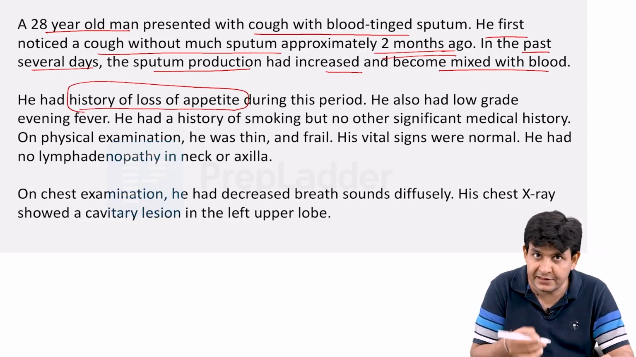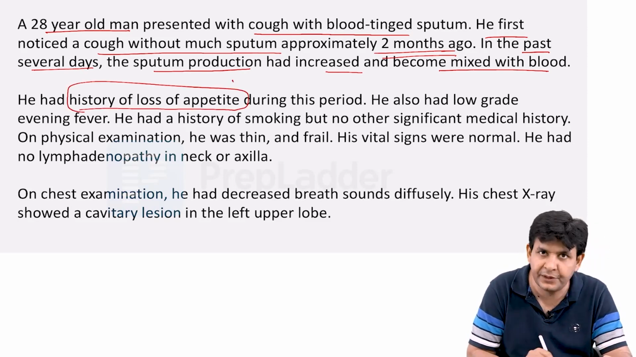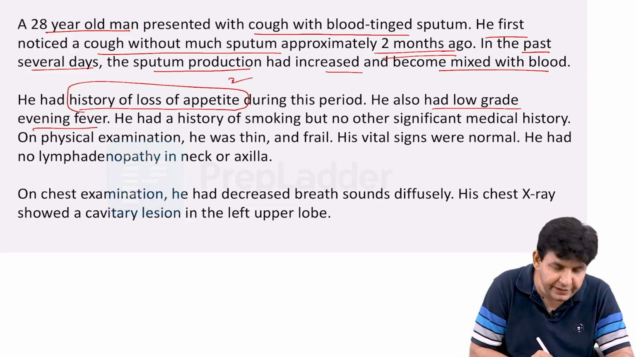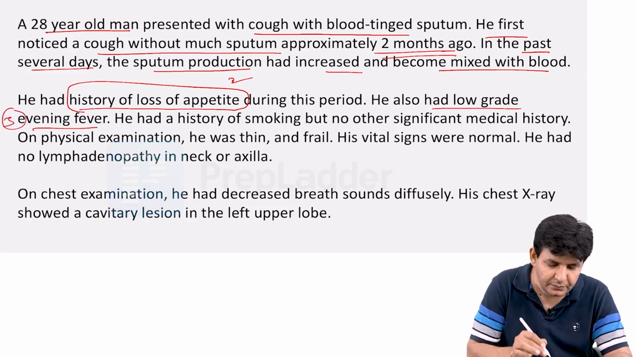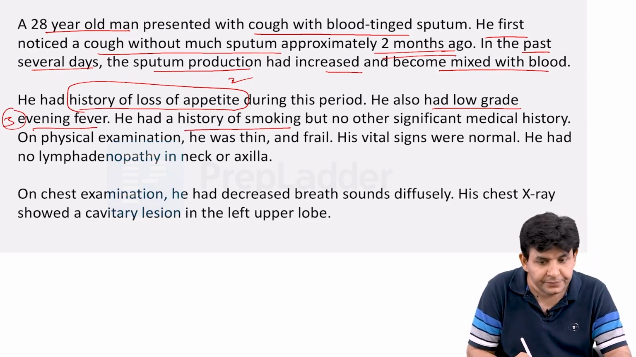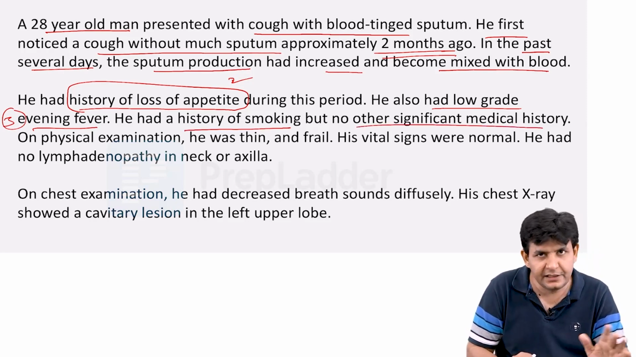See the various hints. You just have to mark them up. The second point: during this particular period, he also had a low-grade evening fever. Third point: loss of appetite, evening fever, and sputum mixed with blood. He had a history of smoking, but no other significant medical history.